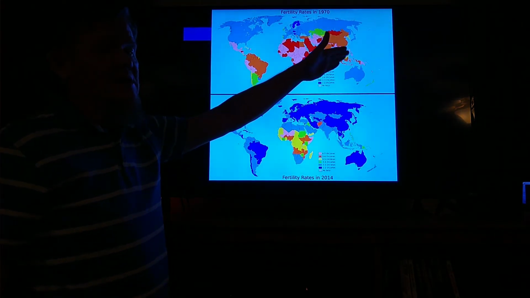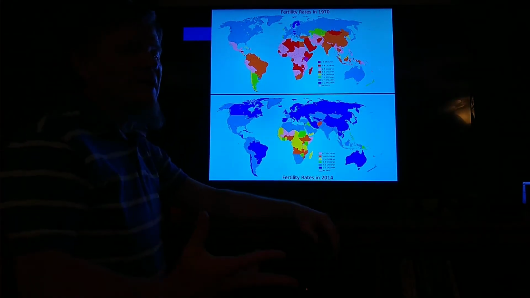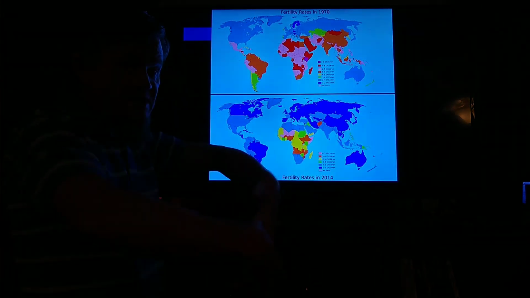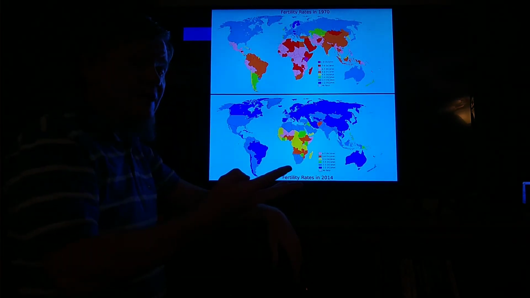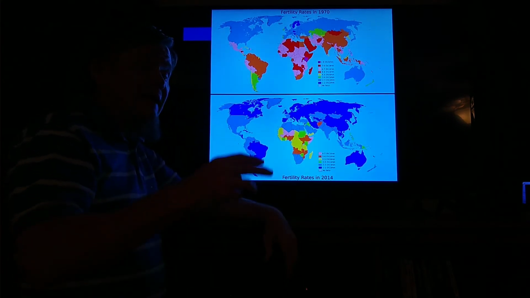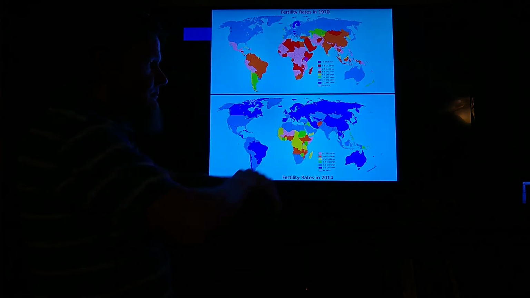Replacement value is 2 kids. Mom and dad have 2 kids that are replacing themselves. That's 0 growth. If you have 3 kids, that is slow growth. If you got 5 or 6 kids, that's triple replacement value. That's a lot of growth.